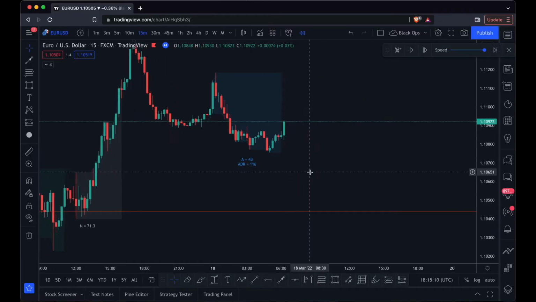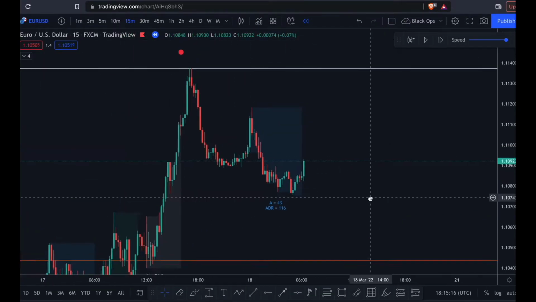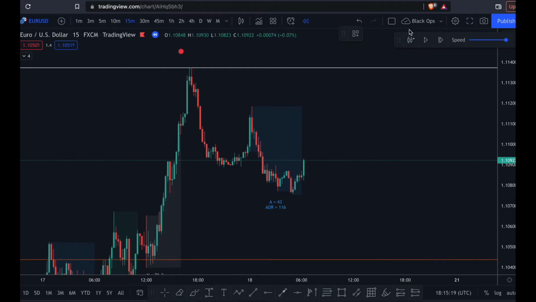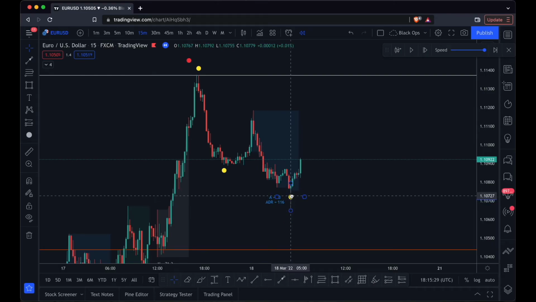So coming to the charts when the Asian session had closed, we can see that price was moving to the downside and it was following this sort of bearish structure. So let me just mark that out. We have this low, we have this high, this low, this high, and then this lower low.